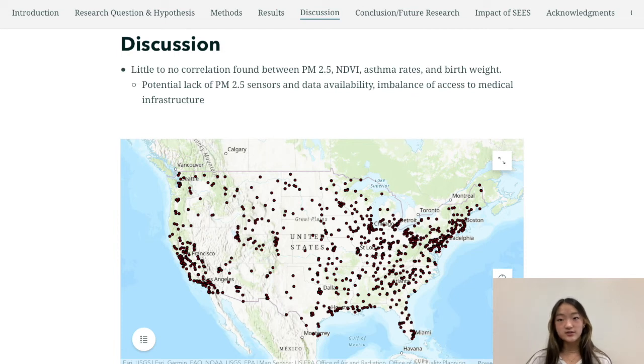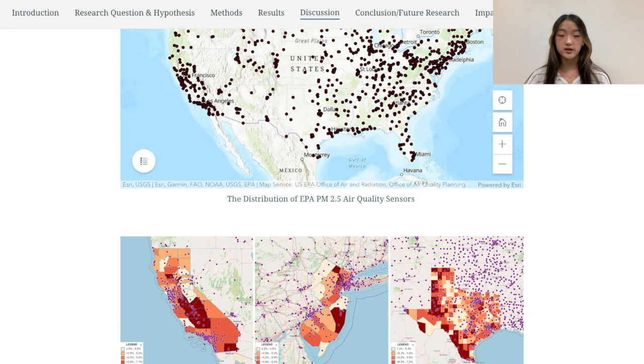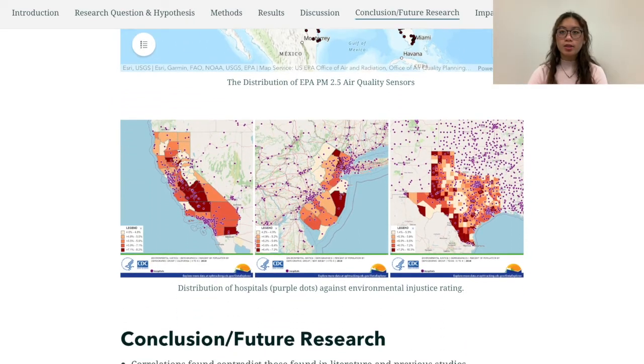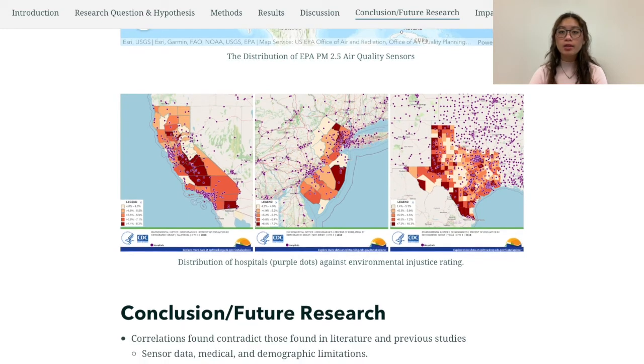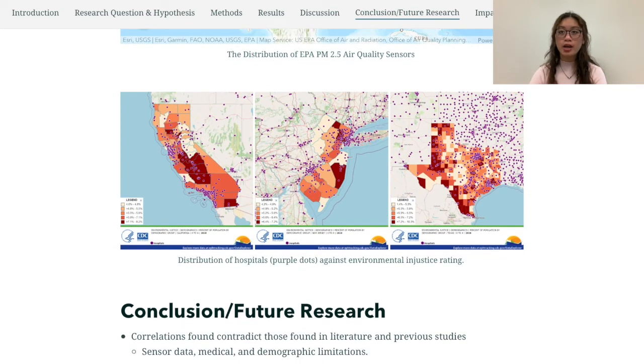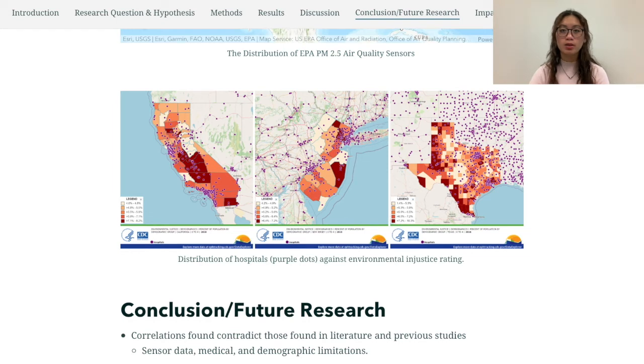This seems to contradict the strong correlations found during the process of literature review, indicating possible flaws or weaknesses in the available data. Some explanations for this could be a lack of PM 2.5 sensors available for data collection in the areas that are particularly susceptible to the public health and vegetation factors studied. The former is especially true for Texas, as many of the counties had modeled air quality data, rather than actual data collected from monitors. Another potential reason for the contradiction between reviewed literature and collected data is the imbalance of access to medical infrastructure that could prevent accurate counts of asthma hospitalization and birth weight.